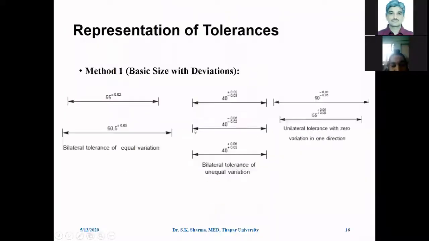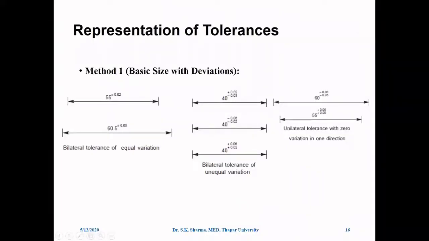So we also talked about different methods by which we can represent these tolerances in the drawing. The first method is where we write the basic size and mention the tolerance around this basic size by writing plus minus. So this is a case of bilateral tolerance. The basic size is 55 plus 0.02 and 55 minus 0.02.